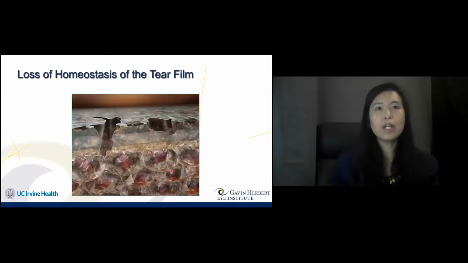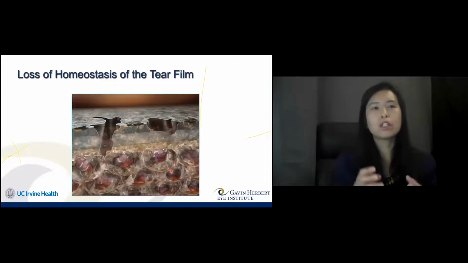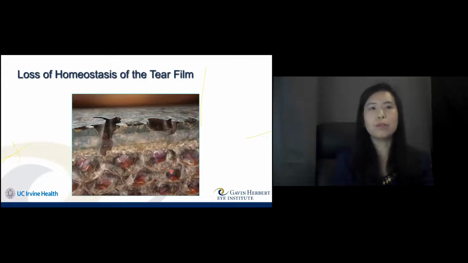But no matter what problem occurs to lead to this, the loss of homeostasis of the tear film is that inciting incident that defines dry eye. So it could be because you're missing some of the lipid layer, and so then the aqueous layer is exposed, or you don't have enough of the aqueous layer and it evaporated, and then these epithelial cells of the cornea are just exposed to air.